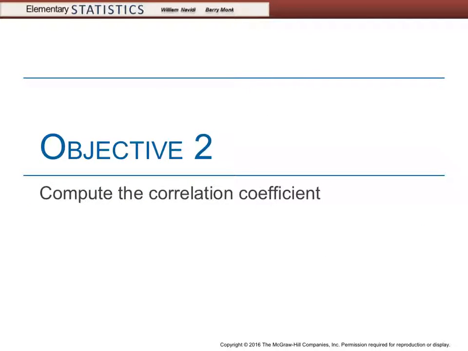Our second objective is to compute the correlation coefficient. The correlation coefficient is going to be represented by a symbol R, and in fact this R value is only going to be usable if we have linear association. So R is only going to be a good calculation if we have linear association.